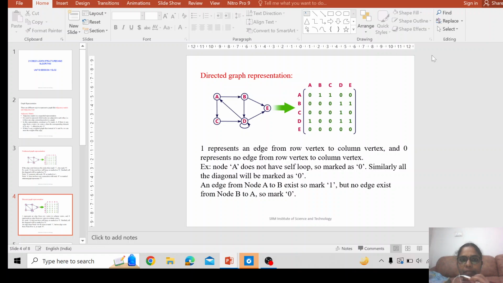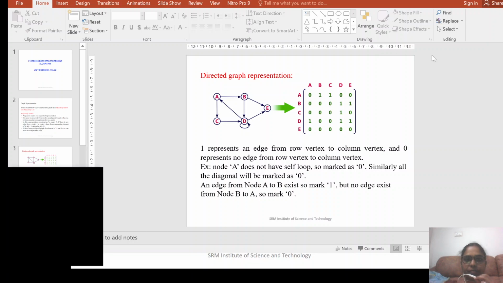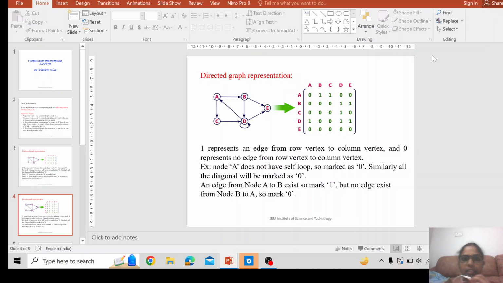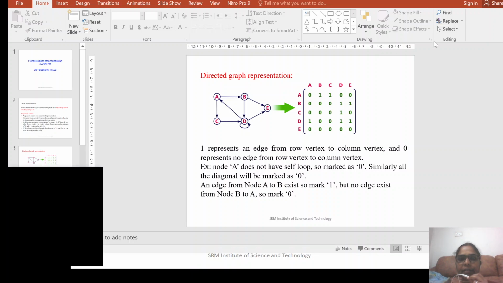Directed graph representation. For example, let's consider a graph where we have an edge pointing from A to B. It means that we can travel from A to B, but it is not possible to travel from B to A. So, according to the directed graph representation, the value of A with B will be marked as 1 and the value of B with A will be marked as 0. Likewise, the self loop D with D will have the value 1.